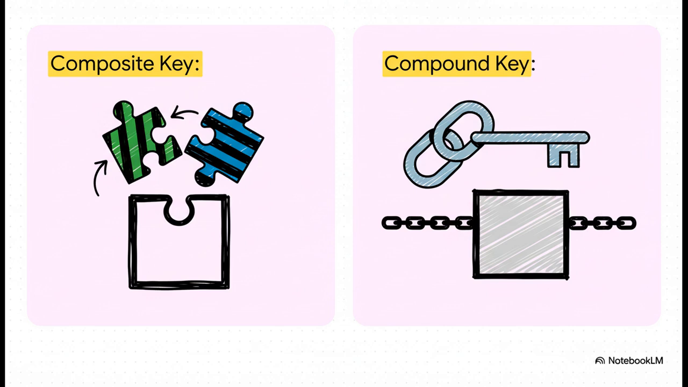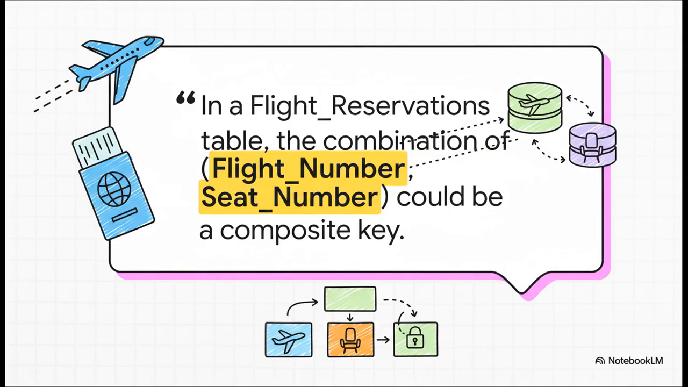But sometimes, just one piece of information isn't enough to be unique. That's where a composite key comes in. It's when you combine two or more pieces of info that, together, create a single unique ID. Now, a compound key is just a special, extra clever type of composite key where each of its parts also happens to be a key that links to another table, so it's a key that's doing double duty. Let's make that totally clear.